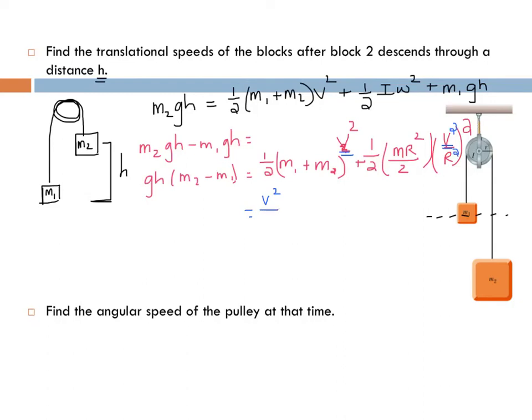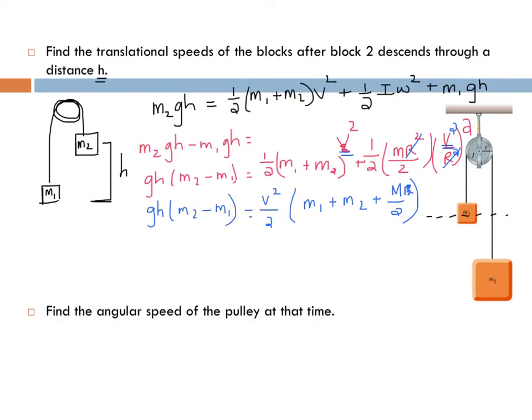I can also factor out a 1/2, and I'm left with m1 plus m2 plus mr, actually r squares will cancel out, divided by 2 on the right-hand side, and on the left-hand side we still have gh times m2 minus m1.